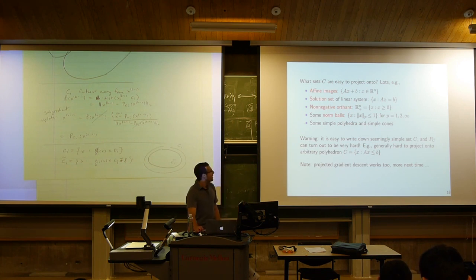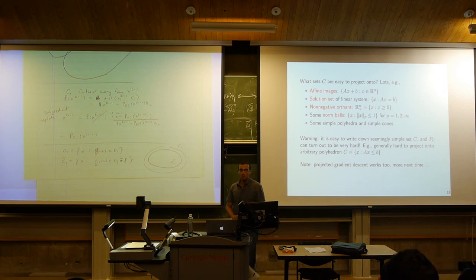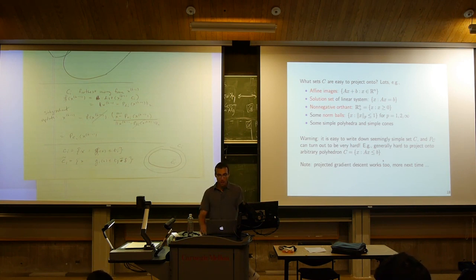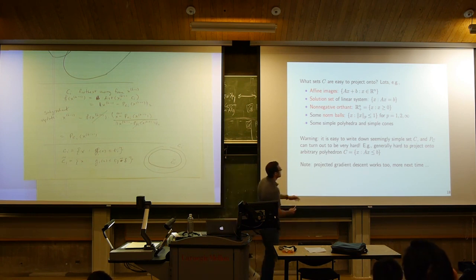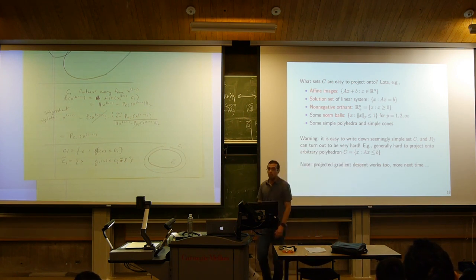projections for. So there's a bunch, but an important warning is that it's actually quite easy to write down a set C that looks simple, whose associated projection operator is very complicated. A good example is an arbitrary polyhedron. If you just give me an arbitrary matrix A and vector b, projection onto this set is not easy. There's not a linear time algorithm for this. This is itself an optimization problem, and it would actually be a QP if we wrote this down. It's not very easy to solve at all.